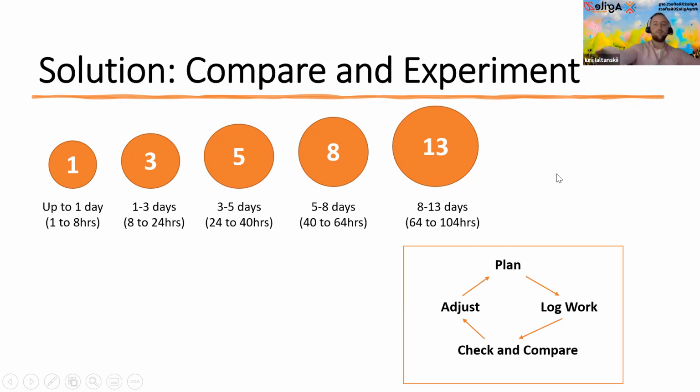All right. And here we have this loop. This loop represents this plan, log work, check and compare, and adjust. Okay, so plan: we do our planning, we estimate the items we would work on during the sprint. So we're good to go. This is done before the sprint begins.